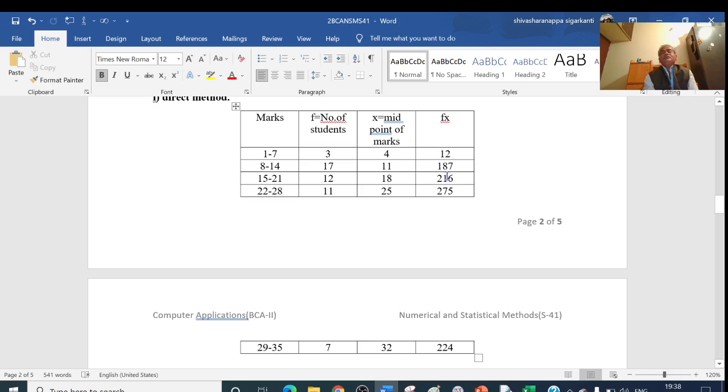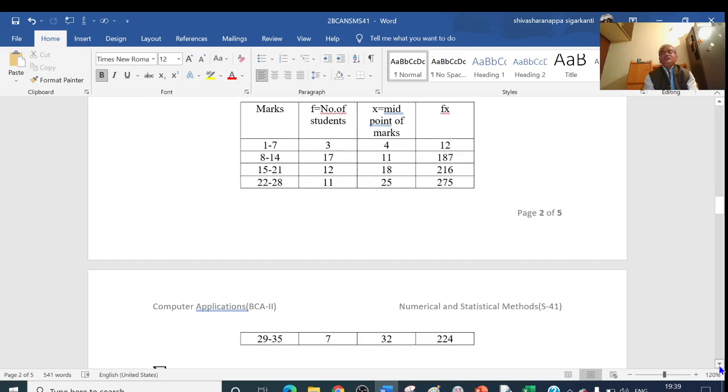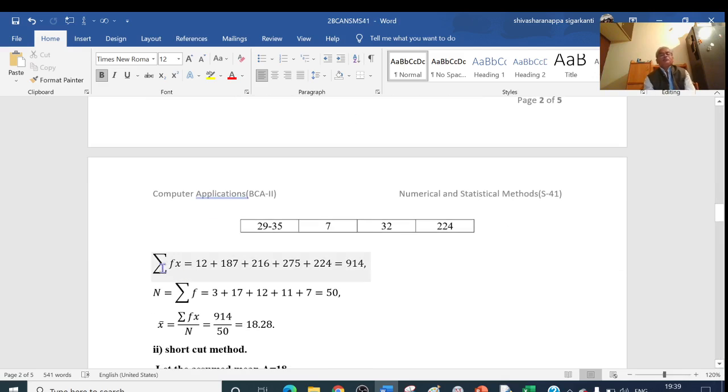And Fx. We are doing the direct method here. We just find out Fx here. F into X. 3 into 4. 17 into 11. 12 into 18. 11 into 25. 7 into 32. This is our Fx. Once we find these values, then we find their sum. Sigma Fx equal to 12 plus 187 plus 216 plus 275 plus 224 is equal to 914.